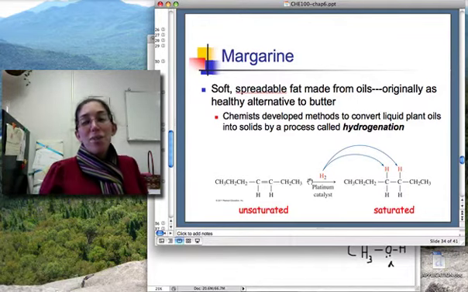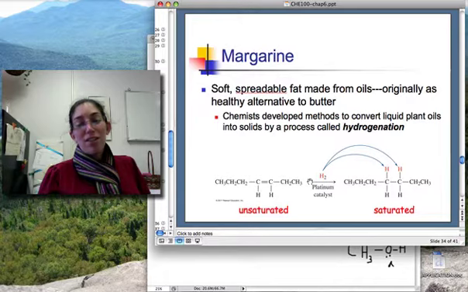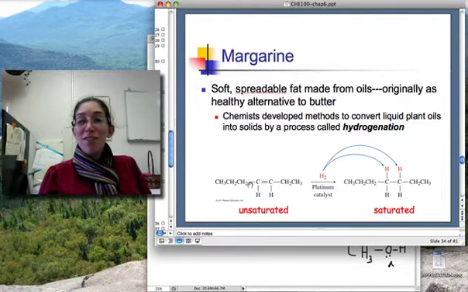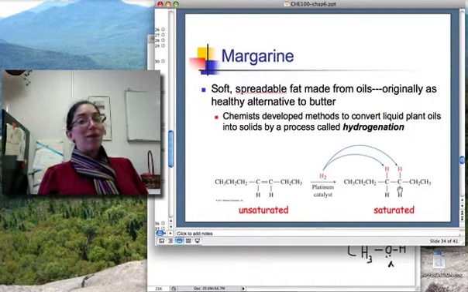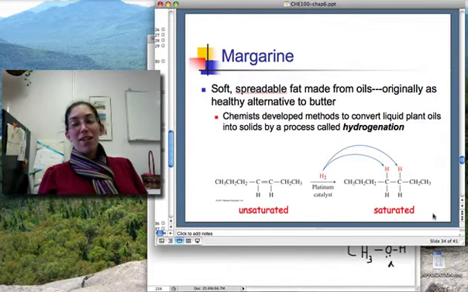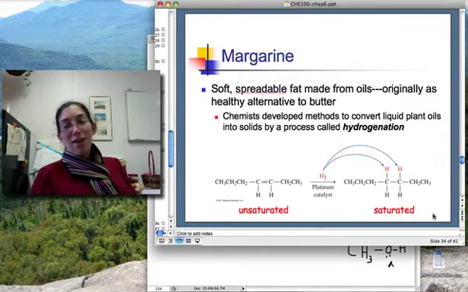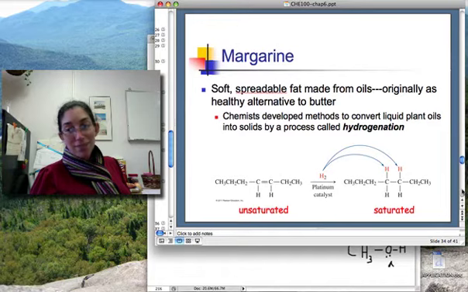Okay? And it's a process called hydrogenation. So in the industry, they can take unsaturated fats, so oils with a bunch of cis double bonds, okay? And they hydrogenate it. So they basically forcibly add hydrogen to that double bond, so now it's a single bond. So they take unsaturated fat and convert it into a saturated fat by hydrogenating it.